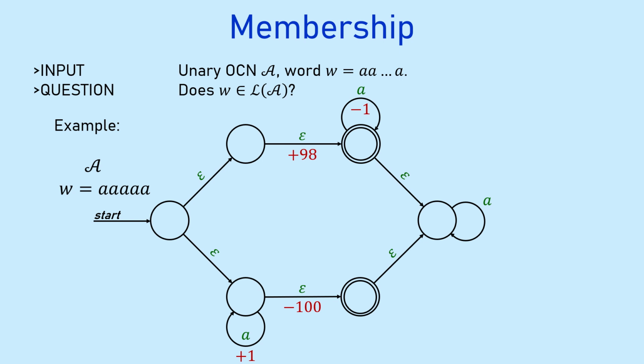this is fine, right? We take the top branch, we gain 98 counter value, and then we use this little self loop on the accepting state 5 times. Everything's fine. But then what if we wanted to query whether A to the 99 was in the language, just like last time? It seems interesting to us.